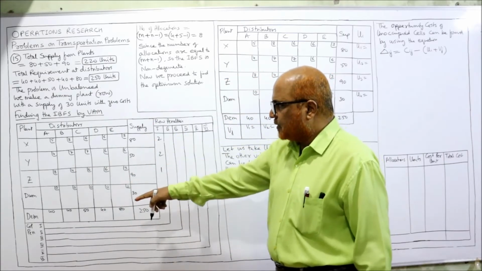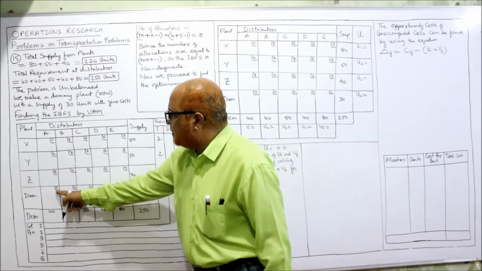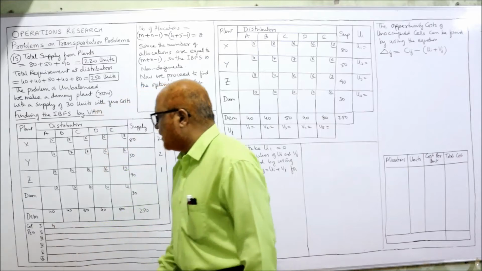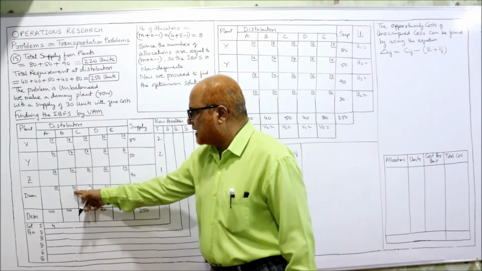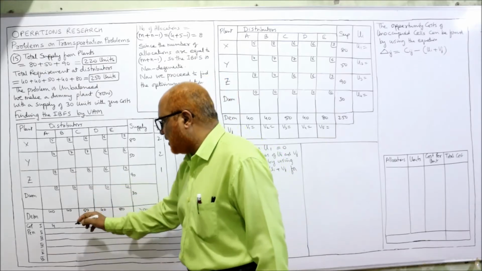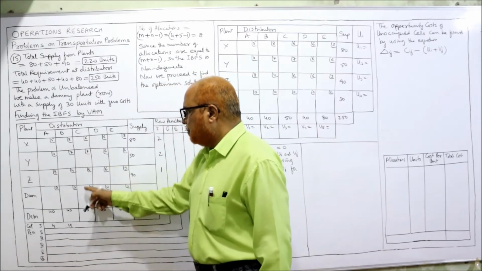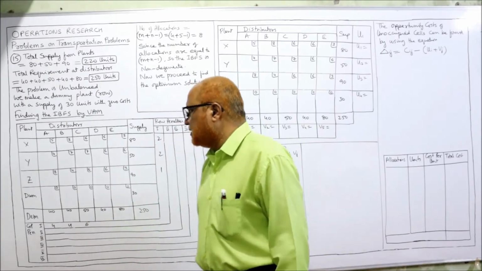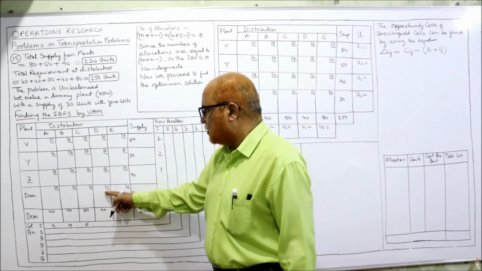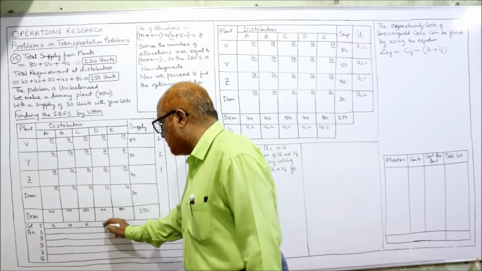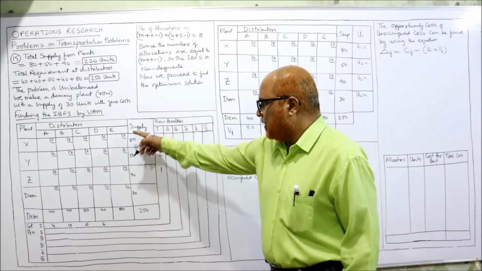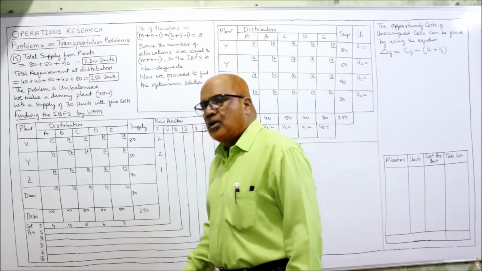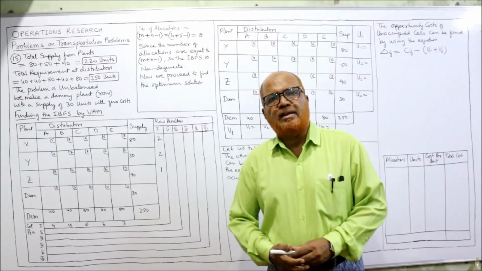Now we'll come to the columns. Minimum is 0, next minimum is 4. So 4 minus 0 is 4. Here the minimum is 0, next minimum is 4. So again 4. Here minimum is 0, next minimum 6. So 6 is the difference. Here minimum is 0, next minimum is 6. So again 6. Here minimum is 0, next minimum is 3. So here we will take 3. The first penalties are completed, row penalties as well as column penalties.